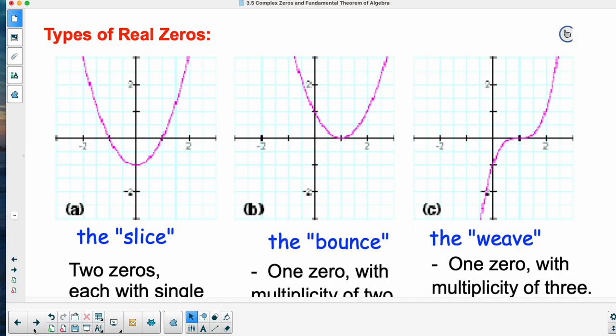If it weaved, did anybody have a weave on the quiz? Some of us should have weaves on the quiz. Some of us, not all of us. So some of you are worried right now, but some of you probably should have. But if it weaves, it means you have three of the same factors in that location. You have something to the third power. But these are all real zeros. This is where my polynomial crosses the x-axis.